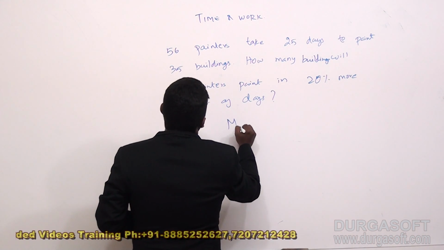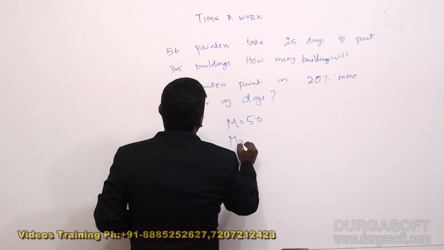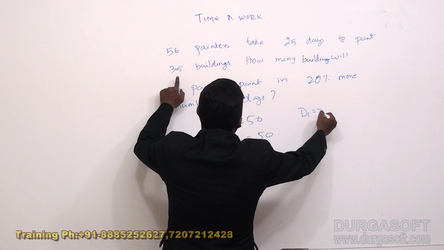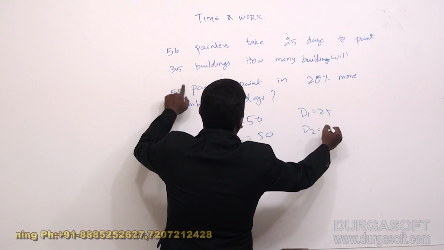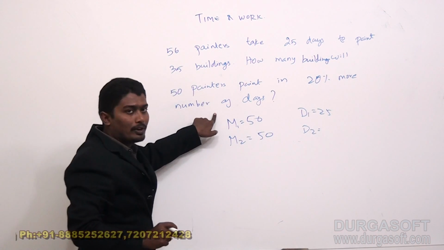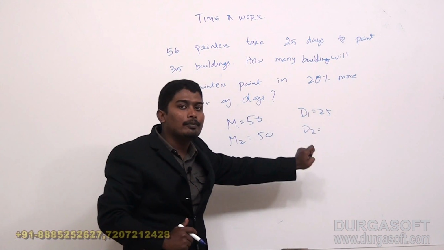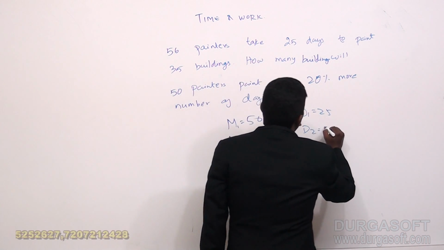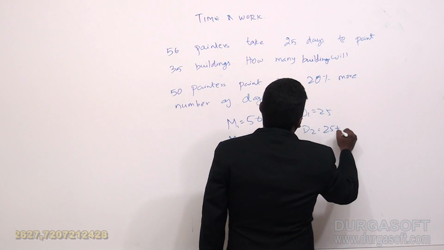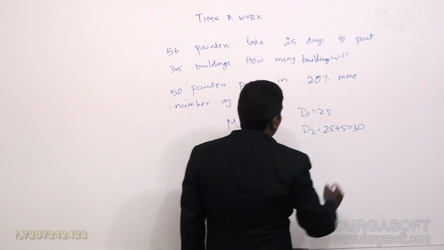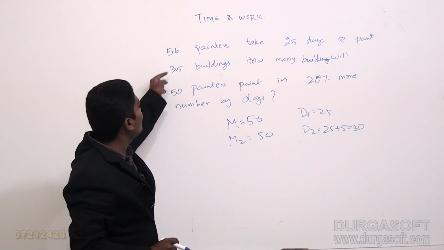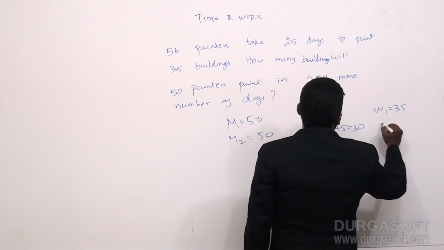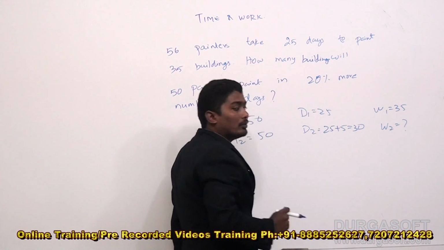So M1 will be equal to 56, M2 will be 50. D1 will be 25, D2 will be 20% more number of days. So 20% more than 25. 10% of 25 is 2.5, 20% of 25 will be 5. So 25 plus 5, which is 30. Next, W1 is given as 35 buildings. W2 is the value that we will need to find.